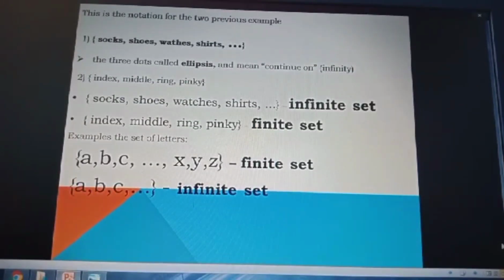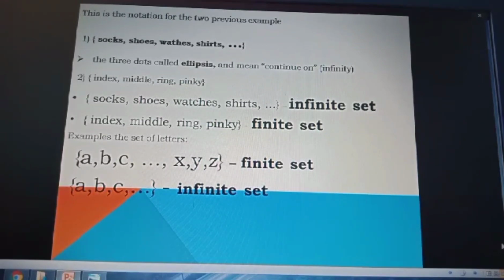This is the notation for the two previous examples: socks, shoes, watches, and shirts. The three dots are called an ellipsis, and they mean to continue on to infinity. Then index, middle, ring, and pinky. Socks, shoes, watch, and shirt, that is an infinite set, and index, middle, ring, pinky is what we call a finite set.